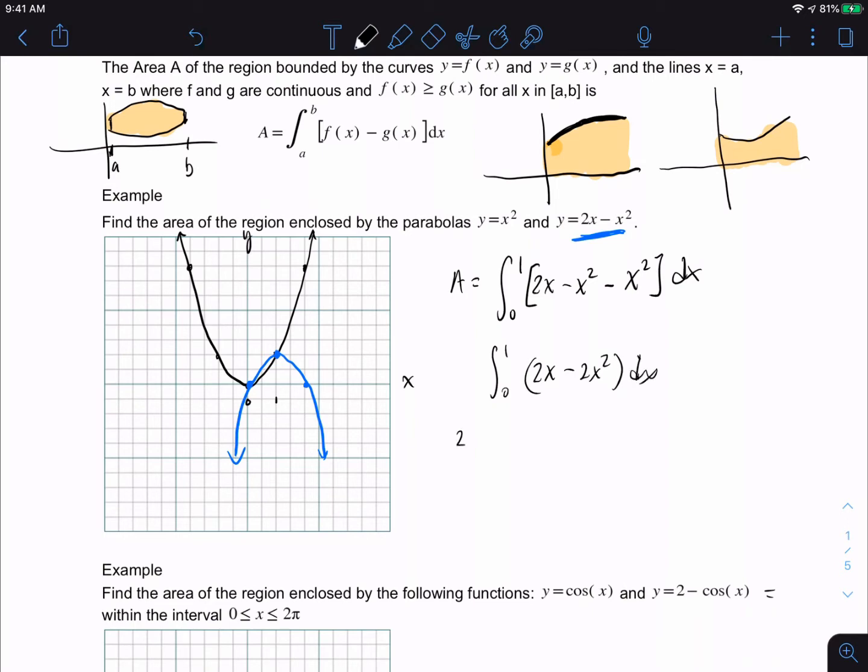I can pull out the 2, so I get 2 times the integral from 0 to 1 of x minus x squared dx. And then when I take the integral of this, I'm going to get 2 times x squared over 2 minus x cubed over 3, and that's going to be evaluated from 0 to 1. We okay with that?